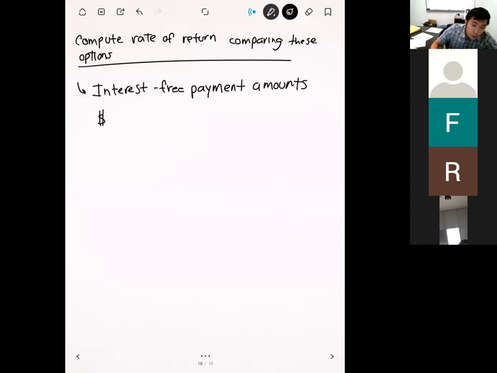If we're going to do this over 12 months, which is a year, then we take $6,000 and divide it by 12. When we perform that, we get $500. This $500 is our uniform series. So this is our A.